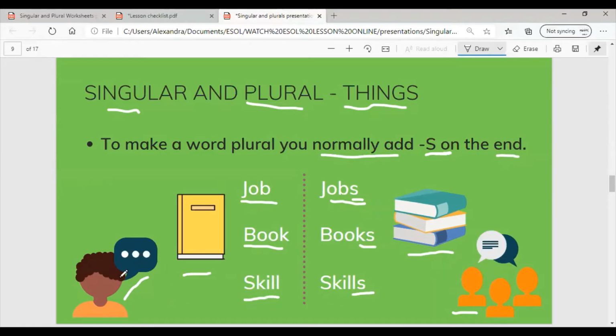So you might have good reading and literacy skills, but you also might have more than one. So you might have good verbal skills, where we add the S on to make it a plural. So job, book, skill are singular because there's only one, whereas jobs, books and skills are plural because there's more than one. And this S on the end tells us that it is a plural. So that's how you turn a singular into a plural. And likewise, you could turn the plural back to the single by taking the S off.